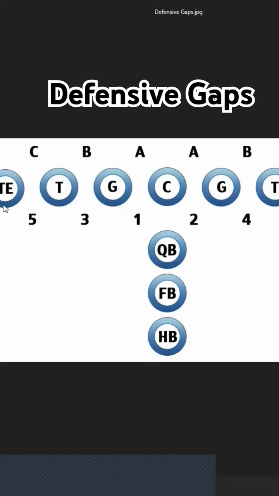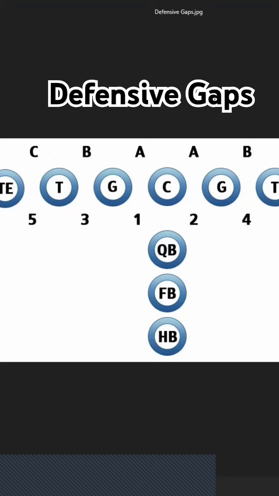In football, defensive gaps refer to the space alignment between the offensive linemen. These gaps are critical for understanding and designing defensive strategies. Gaps are labeled as follows. Your A gap is between the center and guard. Your B gap is between the guard and the tackle. And your C gap is between the tackle and tight end. And your D gaps are for outside.